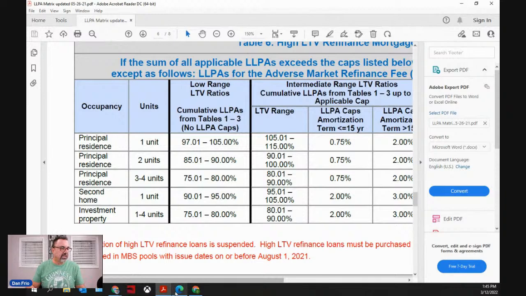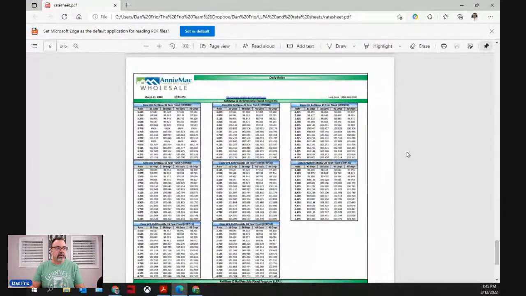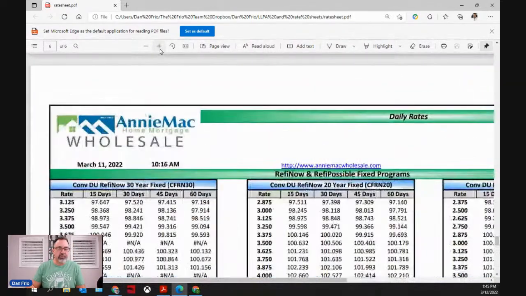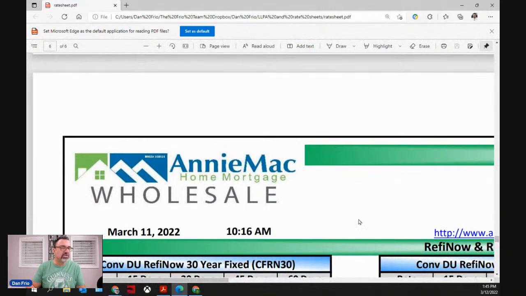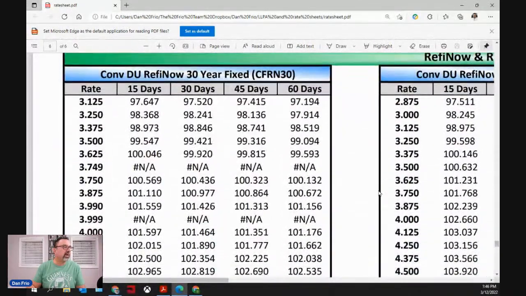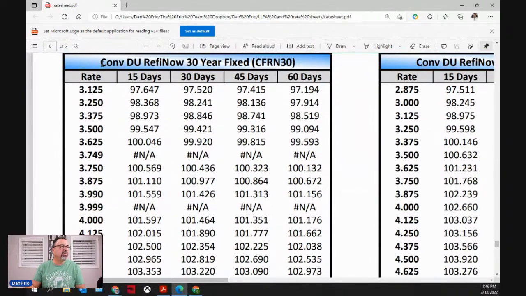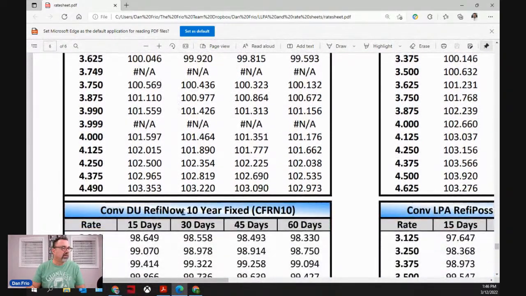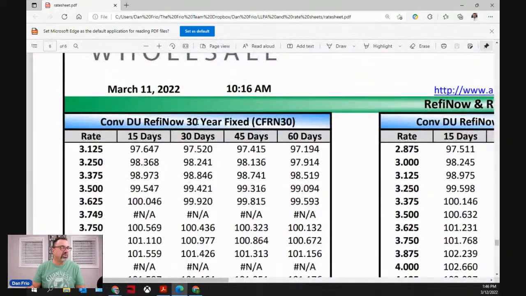Okay, so the next thing is let's get to a rate sheet. Now again, let me see if I can zoom this in. Okay, so this is going to make it much simpler for you to understand. So let me try to zoom in as much as I can so you can see. All right, so for example, in this cell right here, we have a DU, conventional DU refi now program. That's right here. That's what it explains. And it explains every program right here. DU refinance program here. This is the 30-year fixed.